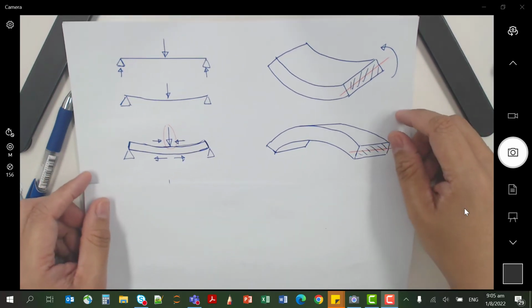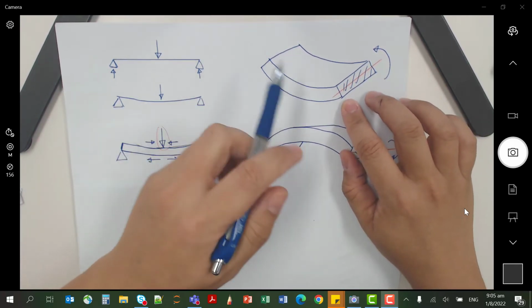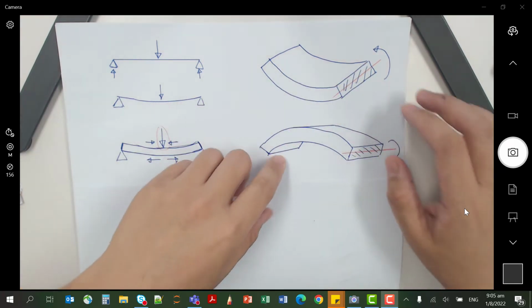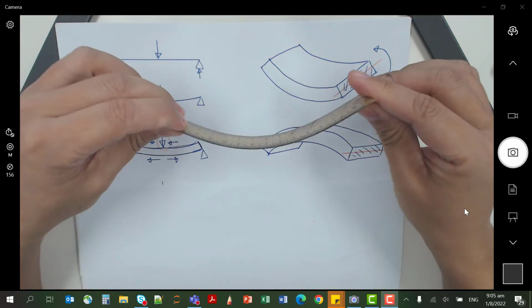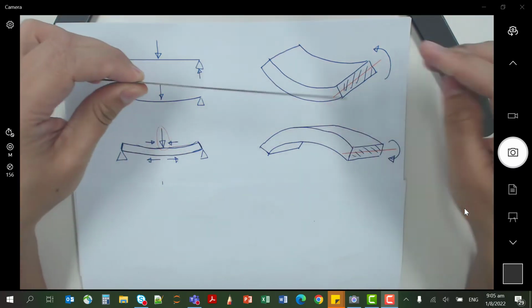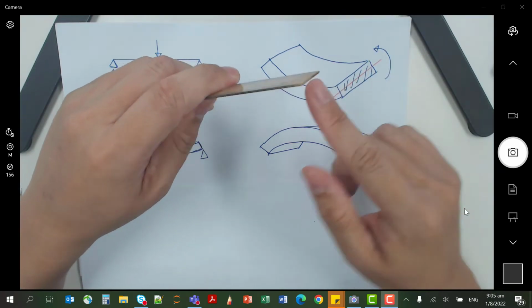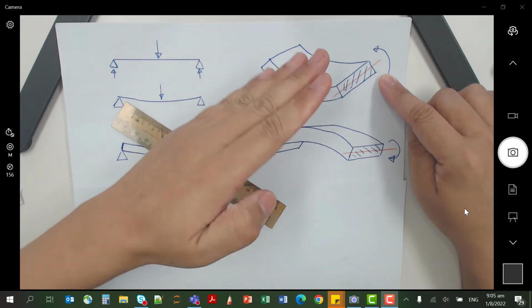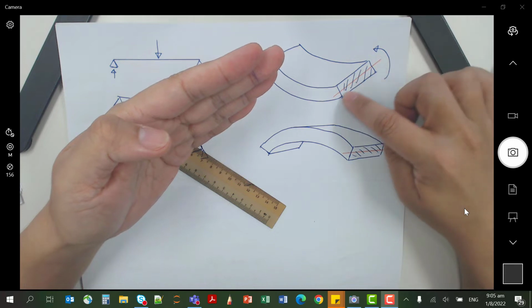To see it more clearly, if I remove the supports, you basically see this cross-sectional area. If I bend up and down, if I make it smile and frown, you realize that the cross-sectional area keeps on doing this pattern, keeps on rotating. About where? About this red line.